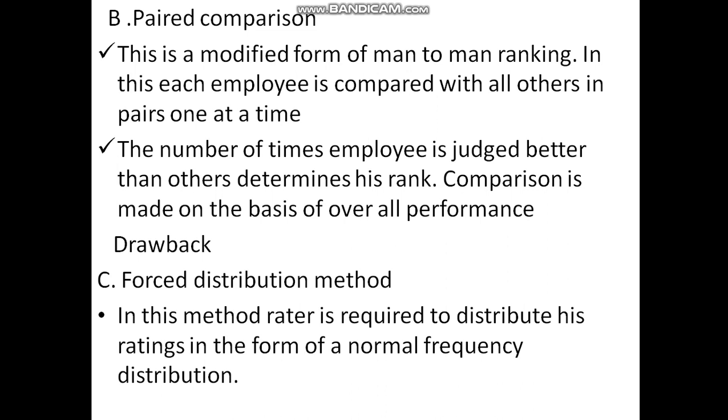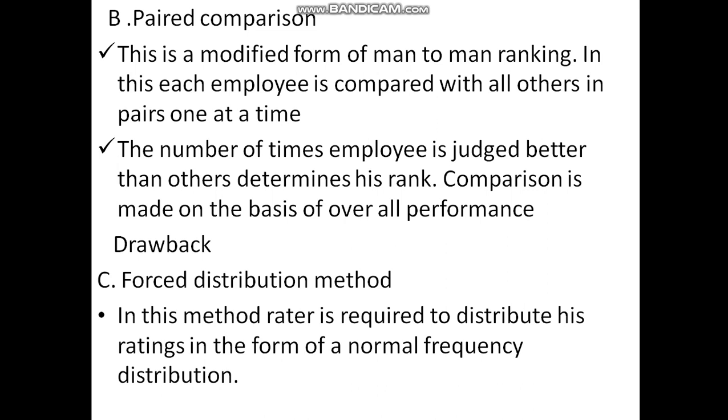Next we will see the drawbacks of paired comparison. It becomes very burdensome when the number of employees to be rated is large. In a large organization, the number of employees is large, so it is very difficult to rate them.